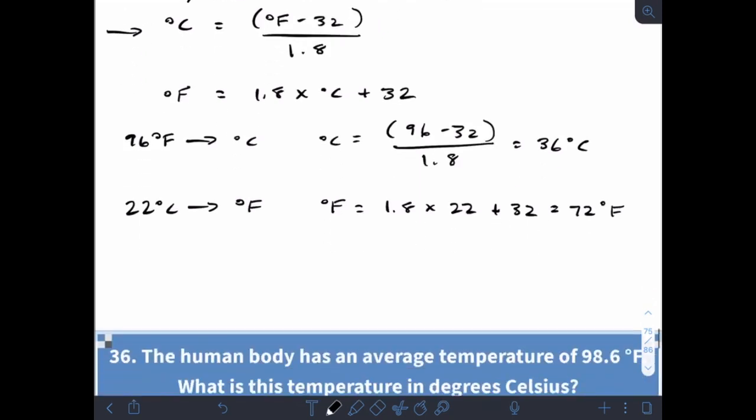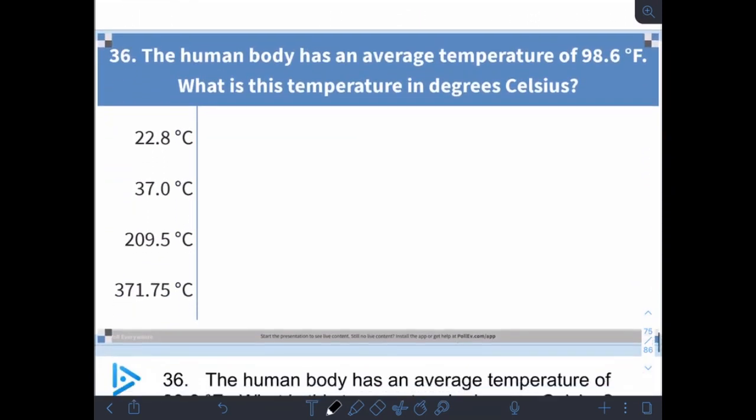To continue on with our slides, question 36. The human body has an average temperature of 98.6 degrees Fahrenheit. What is this temperature in Celsius? Our equation, if we want to know degrees C, is degrees Fahrenheit minus 32, divided by 1.8. Give this video a pause and see if you can calculate the temperature on your own.